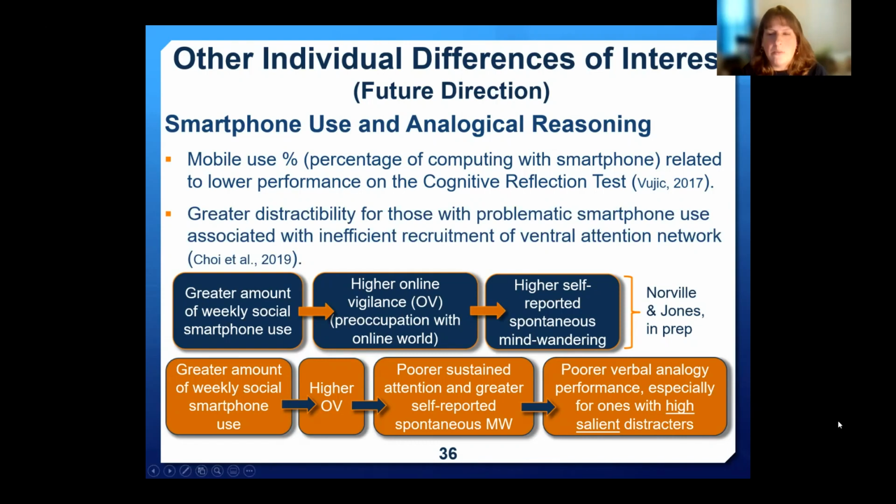And then another more recent study looked at greater distractibility for those with problematic smartphone use. They looked at the neural basis behind that and found that it was associated with inefficient recruitment of the ventral attention network. So that's nice that they were looking at, okay, what's the underlying neural cause of that?